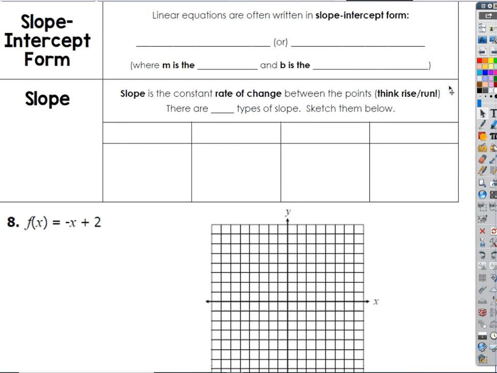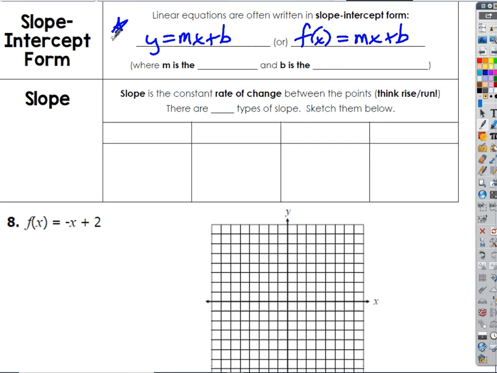All right, so next issue. The form you're probably most familiar with, slope-intercept form. So what's slope-intercept form? Y equals, there you go, we all remember that one, right? Y equals mx plus b. If we want to, we could probably write it in function notation. But this is the one that we're used to, just y equals mx plus b.